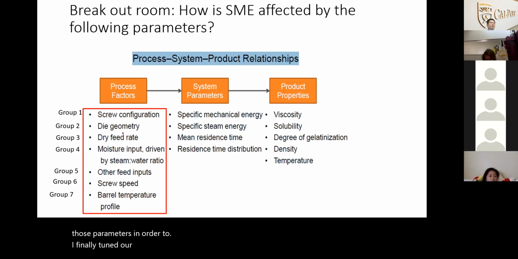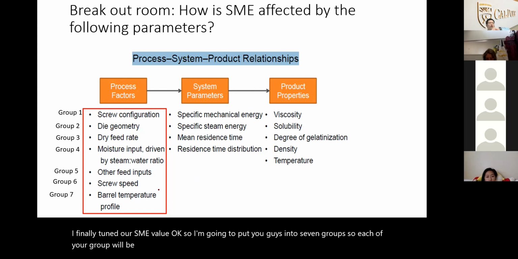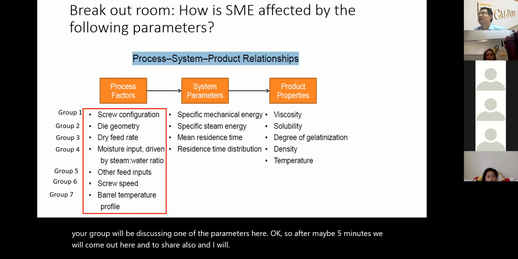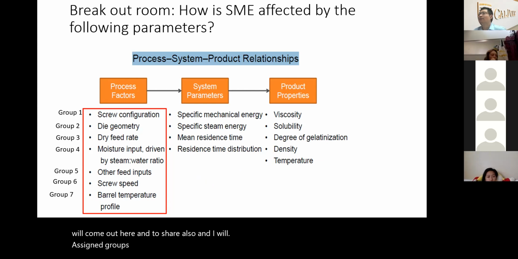Okay, so I'm going to put you guys into 7 groups. So each of your groups will be discussing one of the parameters here. Okay. So after maybe 5 minutes, we will come out here and share our answers. And I'll assign the groups automatically. Okay. Options, time, maybe 4 minutes.